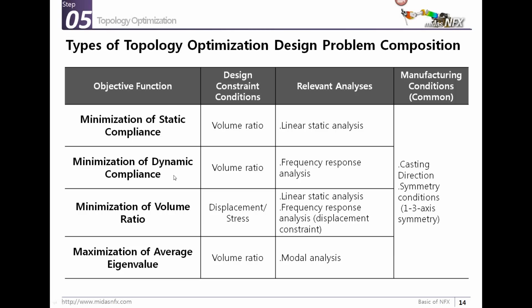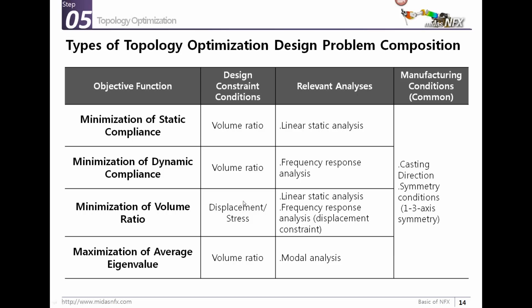So you have dynamic compliance that can also be an objective function if you want to do it for frequency response analysis. In this case, the design constraint is also the volume ratio. And you can also minimize the volume ratio. So in this case, this is the objective function, and the design constraint is the displacement. So in this case, it's a bit different.